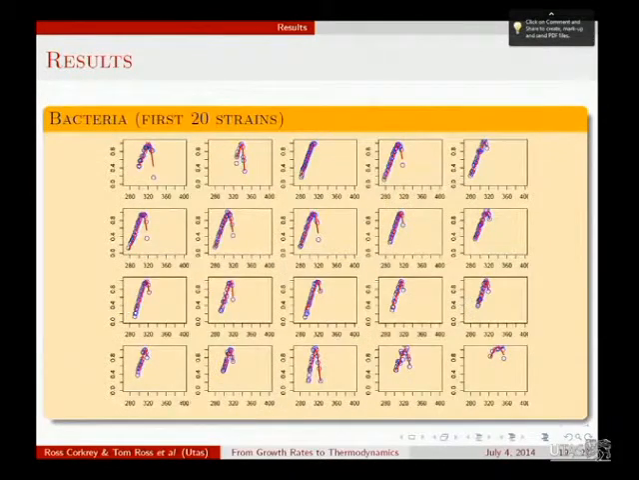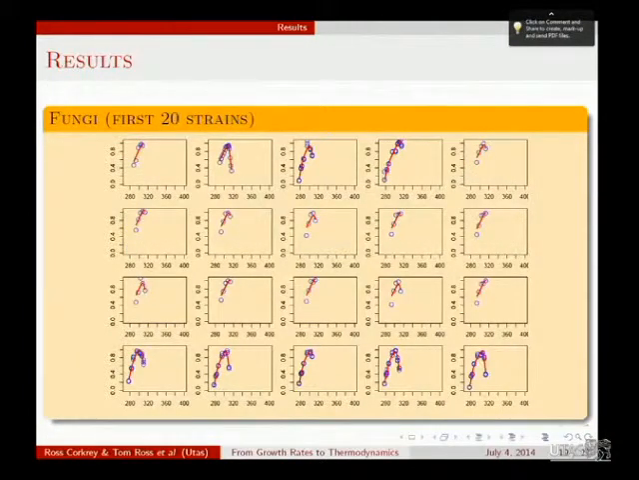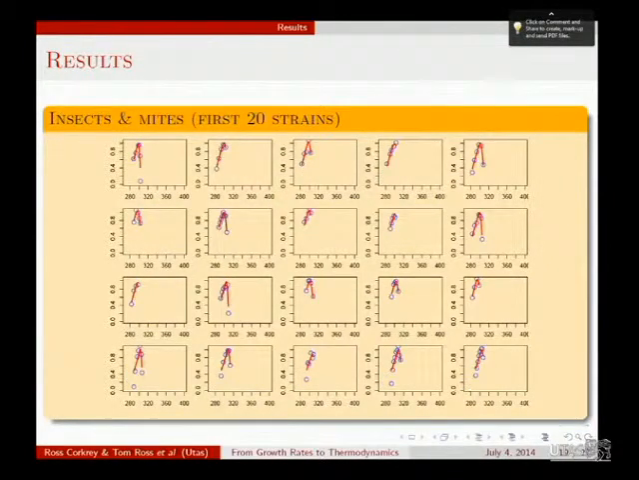These are the bacteria. They're very nice, some of them. The first are the fungi, which are very strange. But these are the insects and the mites, which are multicellular. So even though they're in the model, they're still fitting.